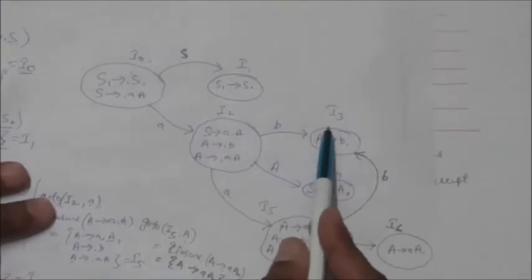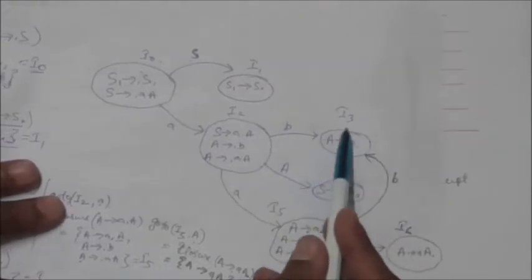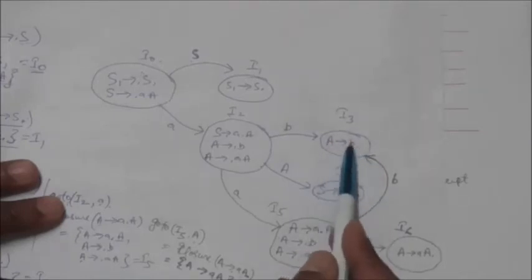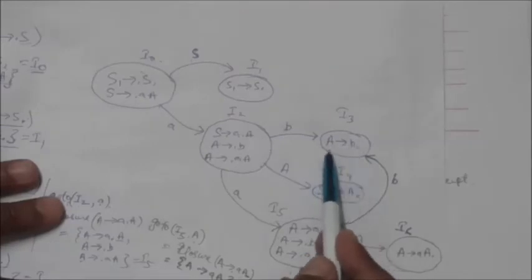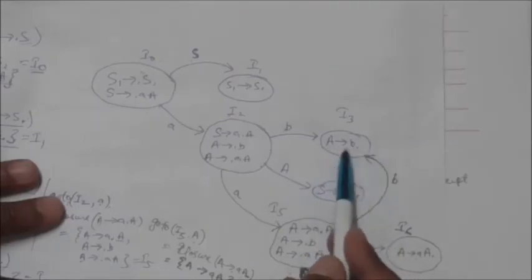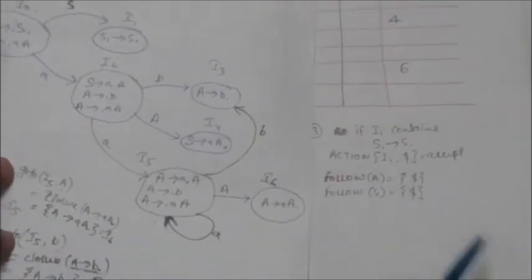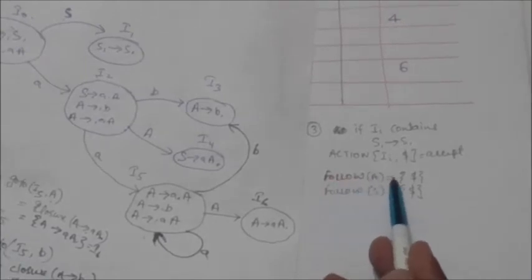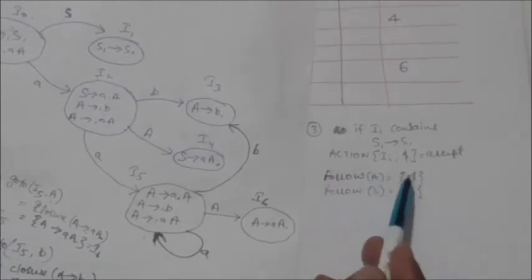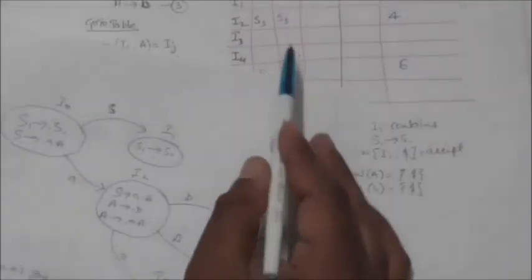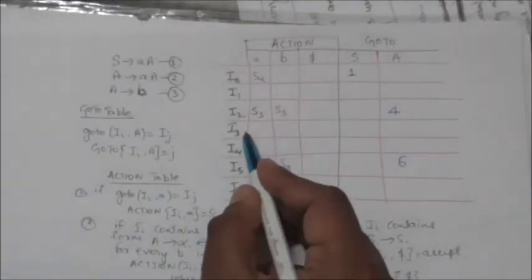Now see this state I3 of the DFA. The state I3 has this item, A derives B dot. Here the dot is on the rightmost position at the right side of the item. So in this case we will find the follow of A, and if you find it out, you will find that follow of A is $. Now see, this is the state number I3, so in the I3 row of the action table and column labeled by $, what will I write?